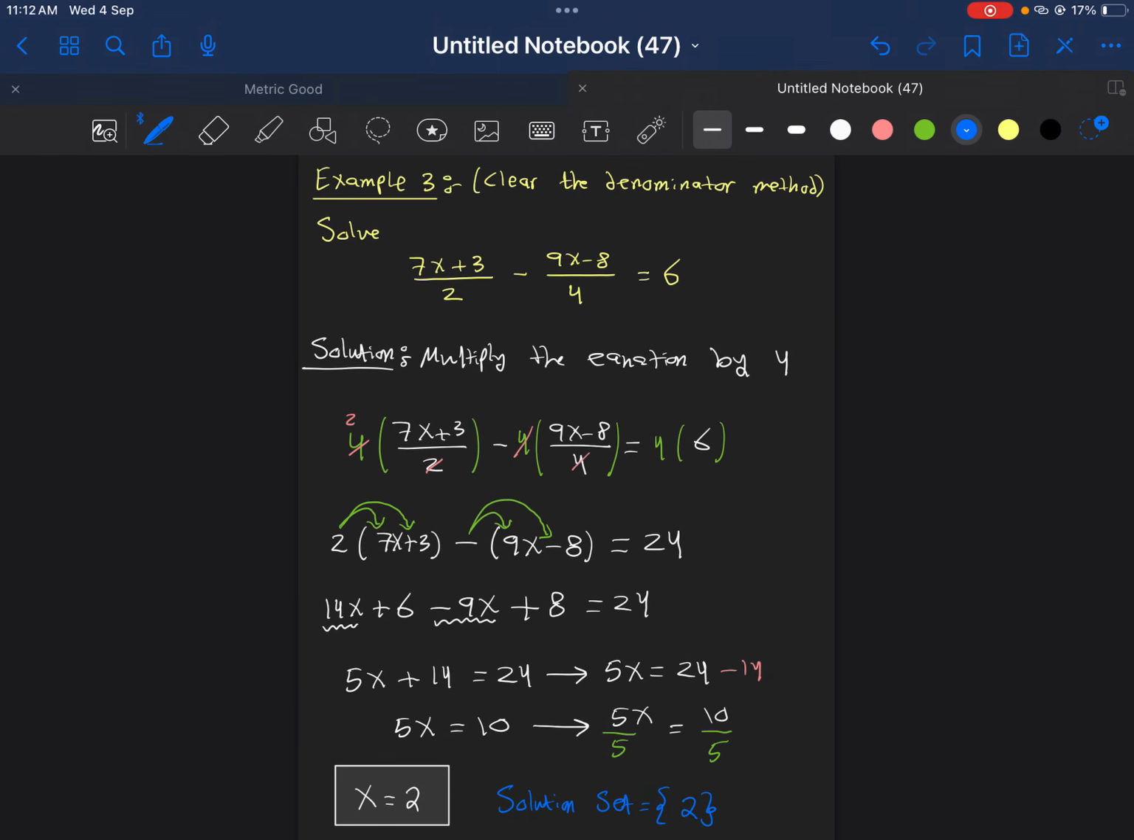That's what we call it, clear the denominator. So whenever we have a denominator, we need to clear it out so that the equation will become easier. Open brackets method, take variables together, take the numbers together, and then you find the answer.